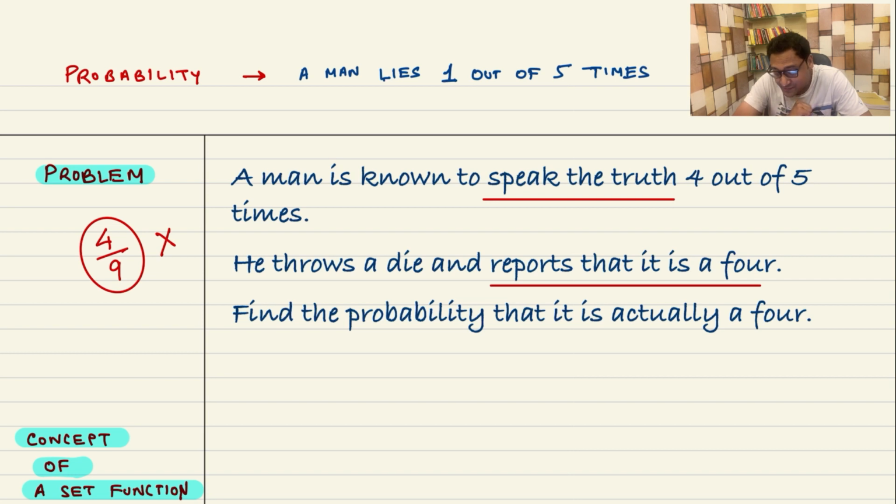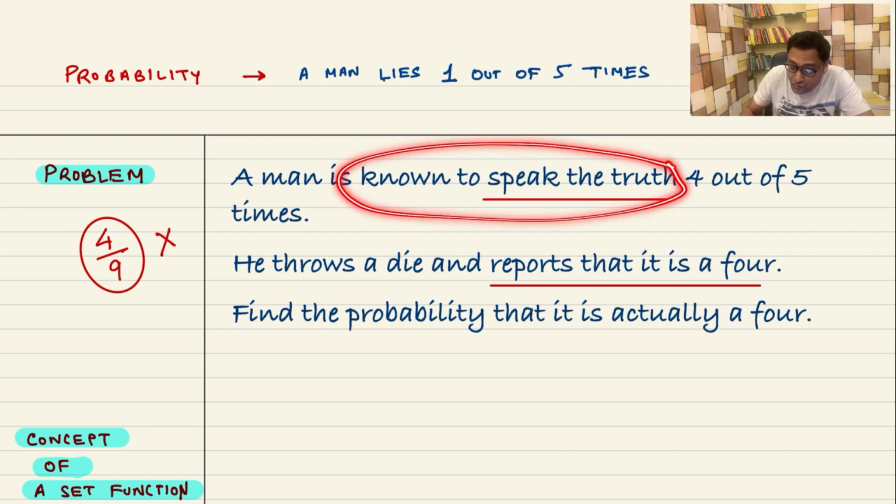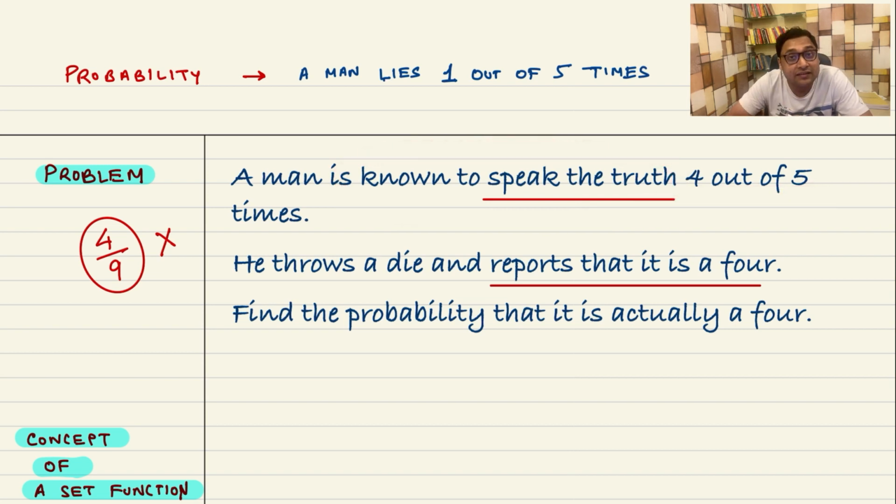The problem says that a man is known to speak the truth. He is known to speak the truth 4 out of 5 times. He throws a die and reports that it is 4. So he throws a die and reports that 4 has appeared. Okay. The question says, find the probability that it's actually 4.